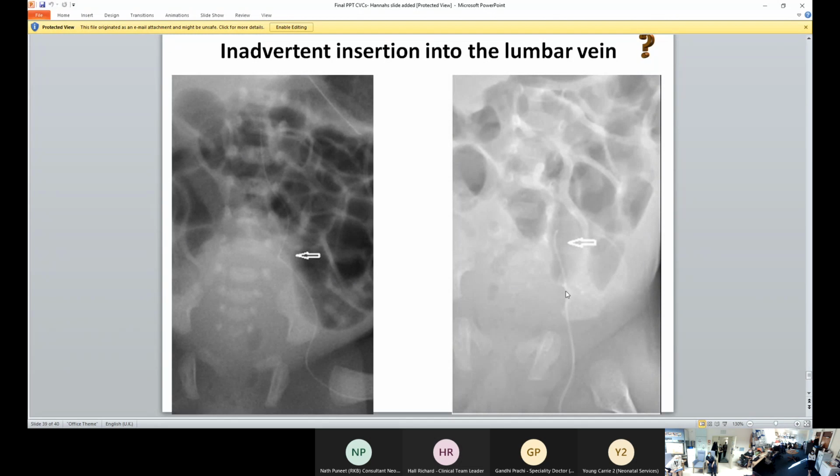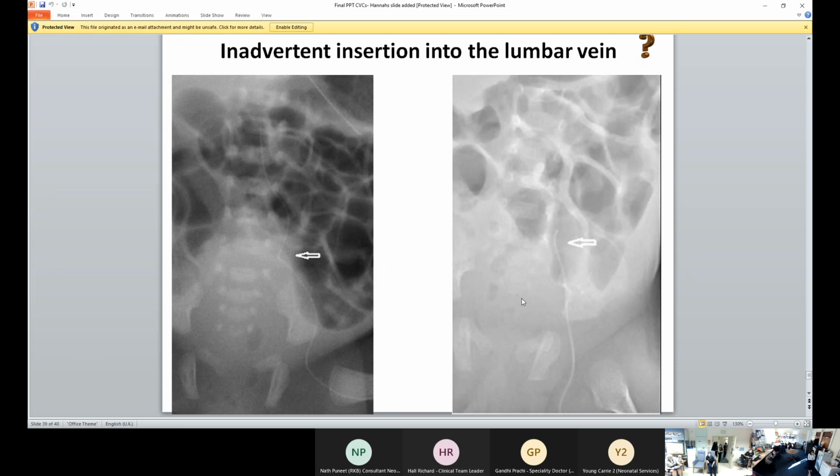Here also there are some kinks, and when the X-ray was repeated, it wasn't very obvious in the first X-ray. When they repeated the X-ray, it was very obvious here. So rather than this long line coming from the left leg, it has to cross the midline after the hip joint in order to go and join the inferior vena cava. It didn't. It kinked, it changed direction, and went this way, which means it has gone through a lumbar vein.